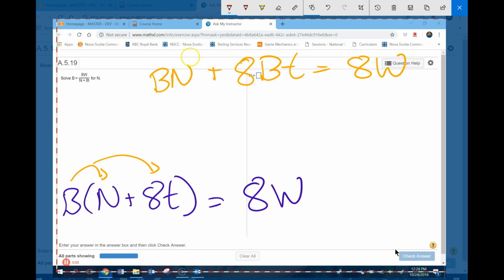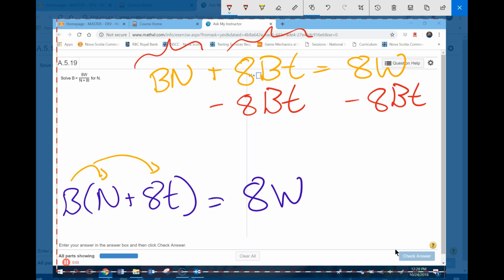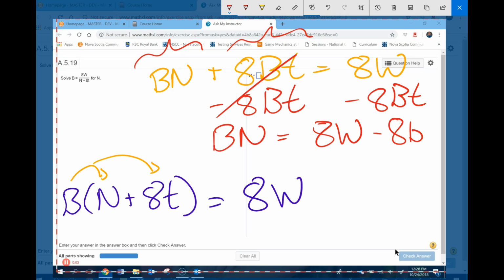Next, we have two terms. My first term is bn. My second term is 8bt. Terms are numbers or groups of numbers separated from one another by a plus or a minus sign. So that tells me right here I have one term, then I have another term. To get rid of this 8bt, which we don't have any interest in, remember we're going after n, I'm just going to subtract both sides by 8bt, and I'll do the same over here, bt. So this is gone, and we're left with bn equals 8w minus 8bt.